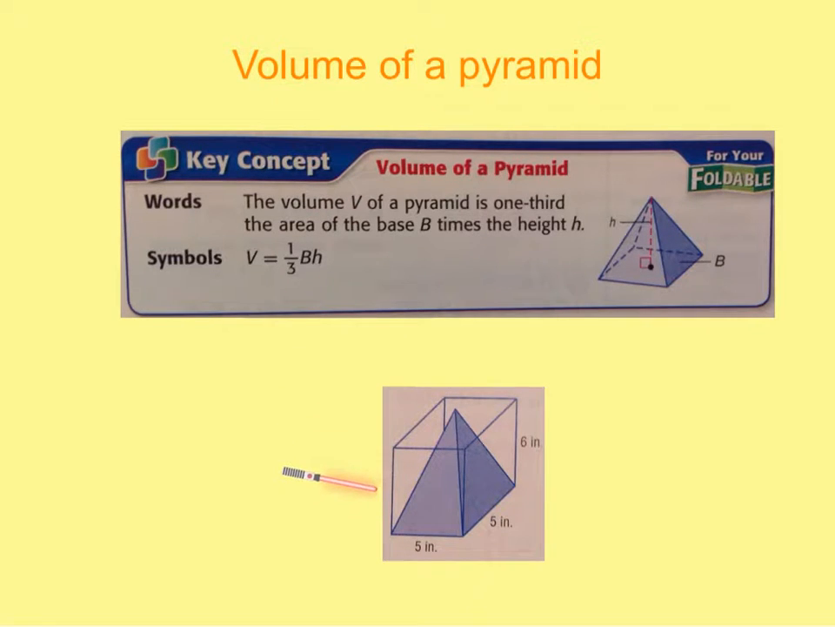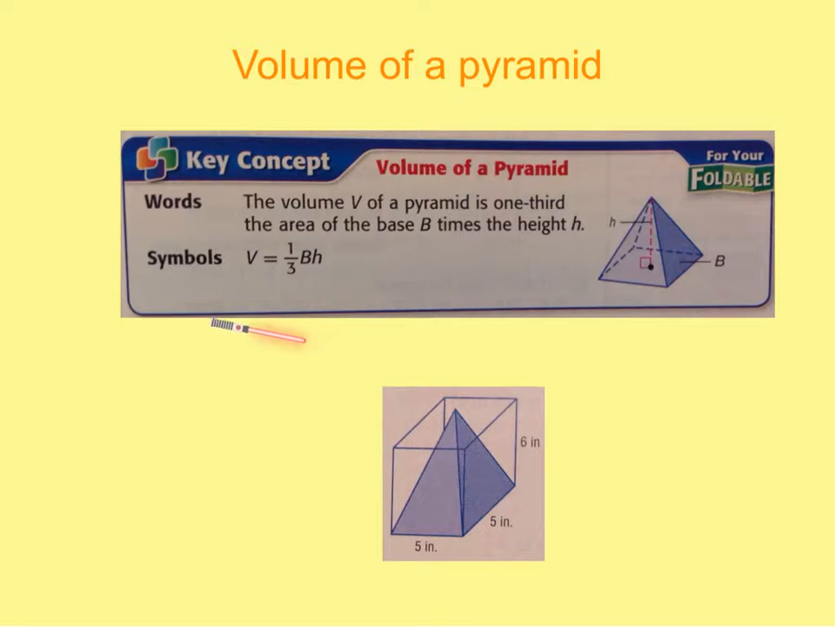Okay, and that relationship is that if you have a pyramid like we have in here, it's always going to have a volume that's 1/3 the volume of a prism with the same base. So here's a prism, okay, and the pyramid is inside of that. And the volume of that pyramid is going to be 1/3 of the volume of the prism.